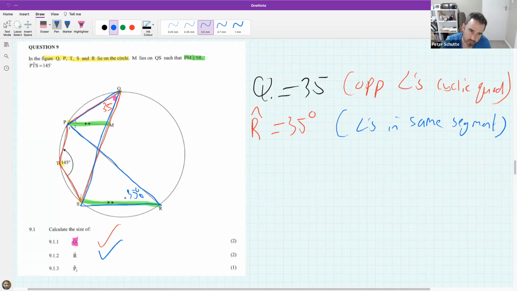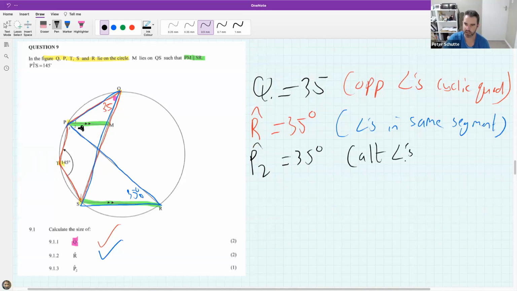Opposite angles of a cyclic quad are supplementary. Amartle, I'm not sure you'd be able to do that at this stage for that one. You'd have to go with the angles in the same segment, but you're right with the size. Okay, last one, P2. Where is P2 hanging out? P2 is hanging out over here. So what is P2 going to be? P2 is 35 degrees, and it's going to be alternate angles, PM parallel to SR.